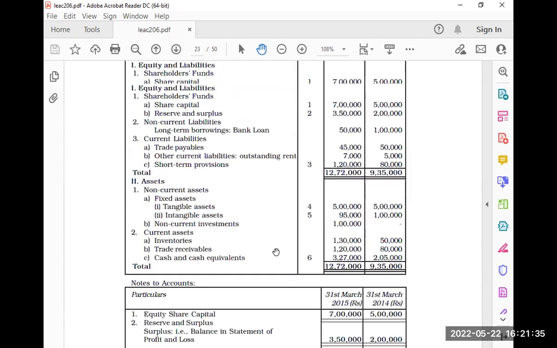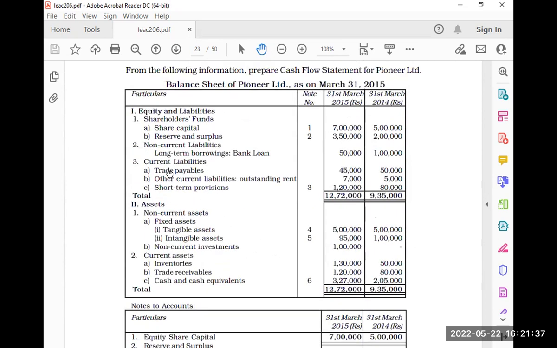That's all. I'm going to the liability side. Look at this. Trade payable last year. Please don't go by the column first year, second year. Read the name of the year. Okay, so 14 is the last year, 15 is the current year. Trade payable increased or decreased? Decreased from 50 to 45. Decrease in current liability. Keep in mind.